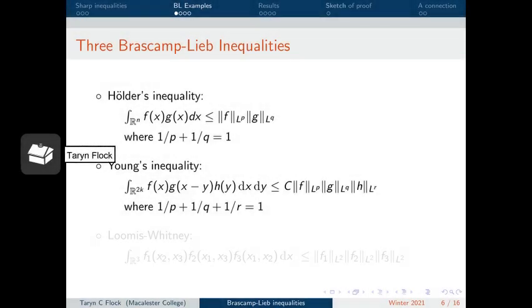Our next example is Young's inequality. This is a sort of dual form, right? We've added this h, the dual form of Young's convolution inequality. We have the product of these three functions, with something a little bit more complicated going on, bounded by the product of their sizes, as long as the sizes are chosen to be compatible.